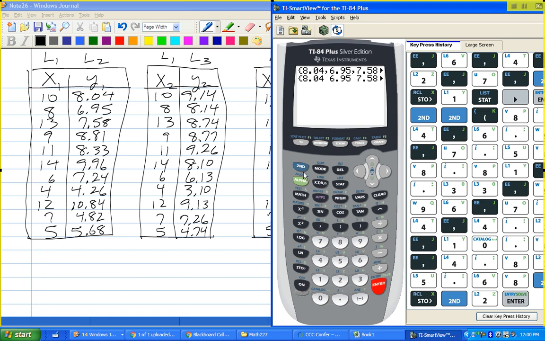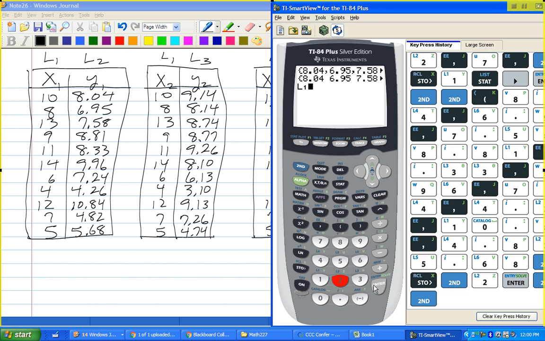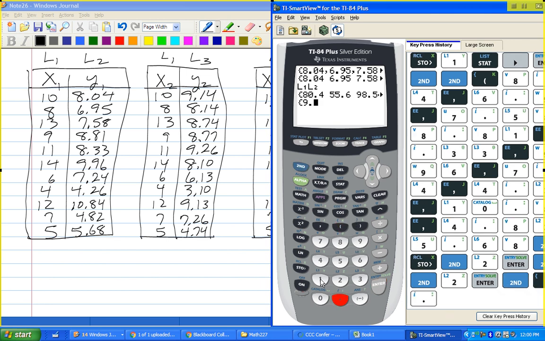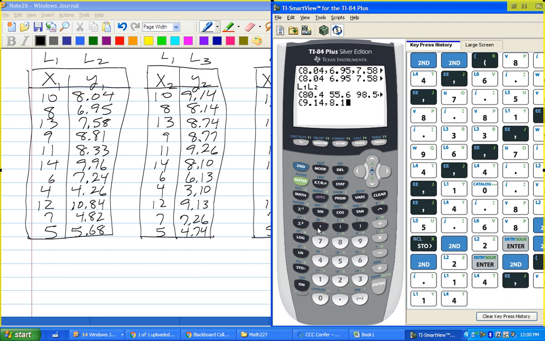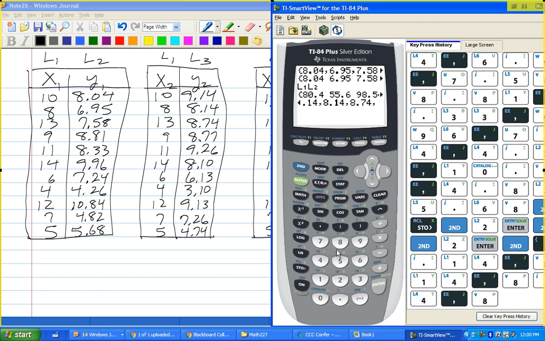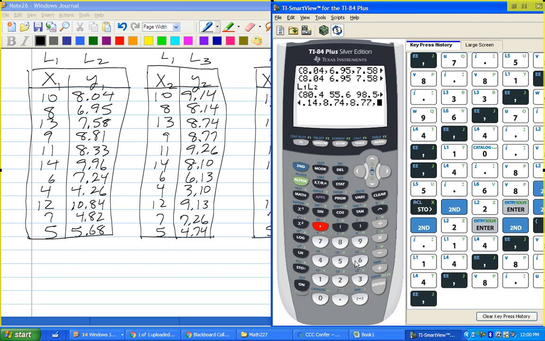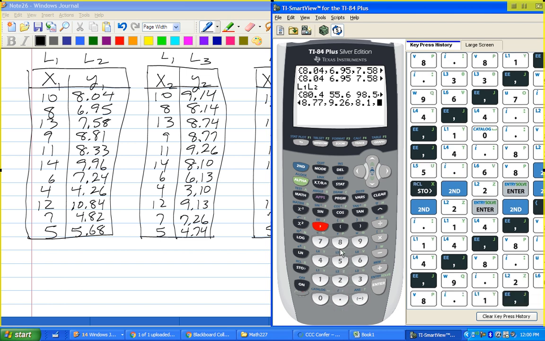Okay. Let me check if these are good. They're the same size. Okay. Let's see. Let me do L3. So 9.14, 8.14, 8.74, 8.77, 9.26, 8.10.